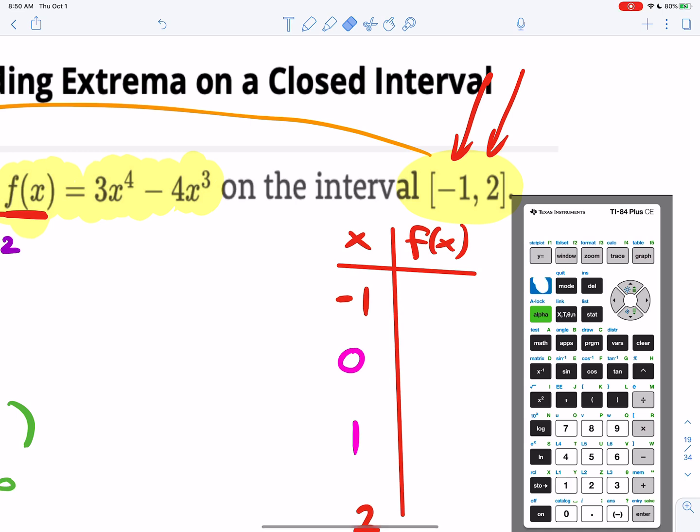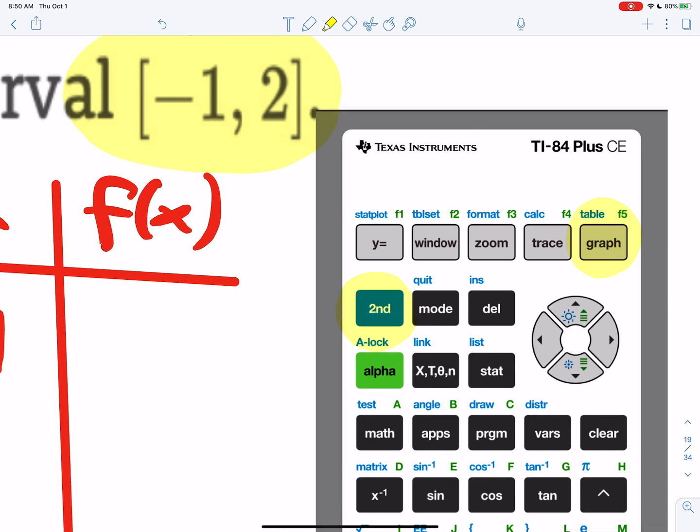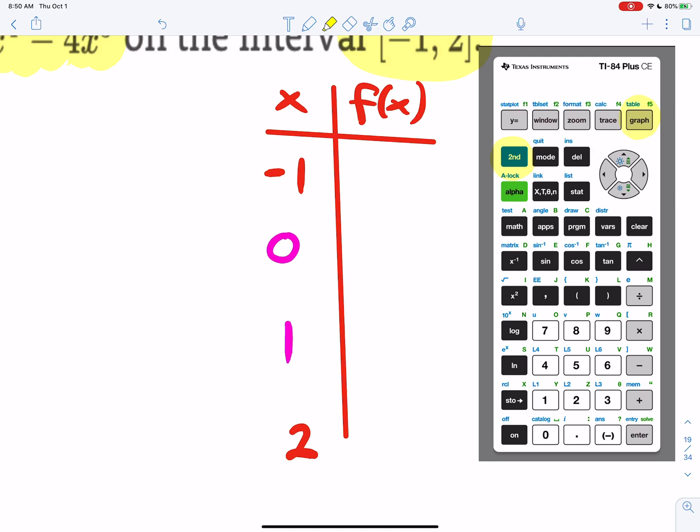So now when you go to second and graph, you're going to access your table here, okay? You should see a blank table. What I'm going to do is type in these four values. So -1, 0, 1, and 2. Okay, and if you did that correctly, you should have gotten 7, 0, -1, and 16. Okay, now before you move on, if you didn't get that, definitely talk to a peer or talk to me to troubleshoot.